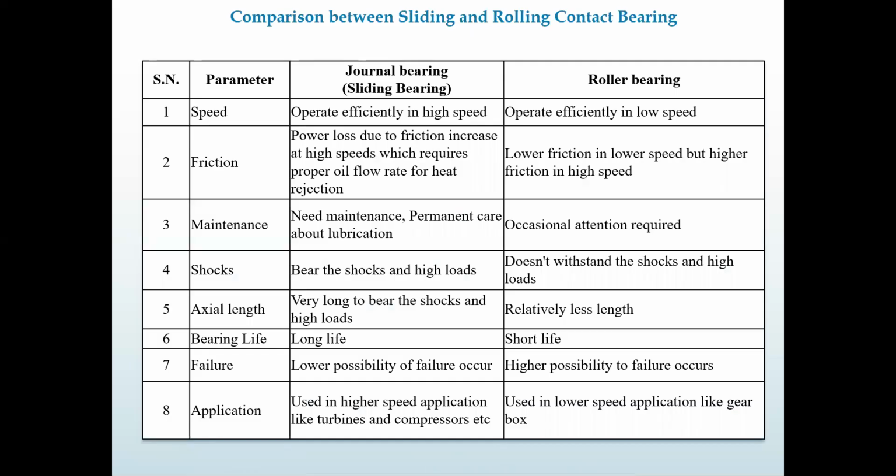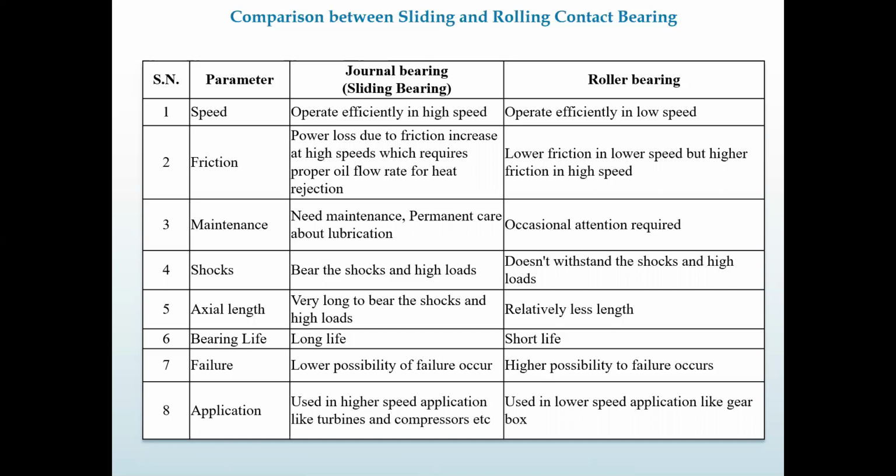So, a basic comparison between rolling contact and sliding contact. In examinations, they are mostly asked about the difference between sliding and rolling contact based on parameters. So here a few parameters we have considered. First one is speed. A journal bearing, or you can say sliding contact bearing, can be efficiently operated at high or medium speed. But a rolling contact bearing can be efficiently operated starting with a low speed.